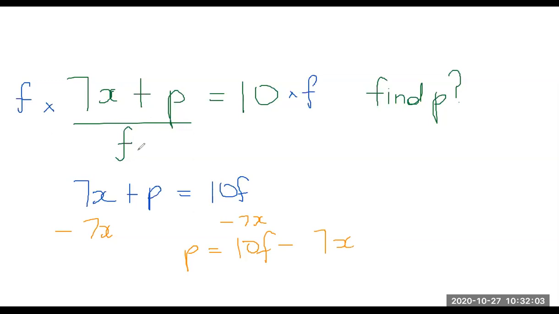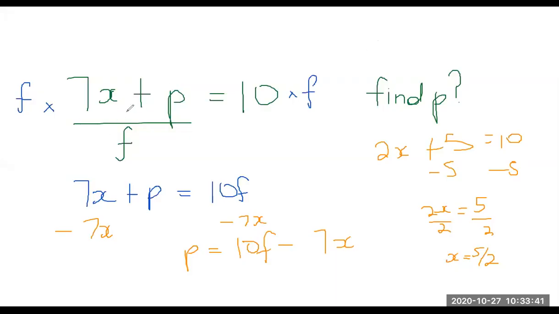So I want to get rid of the denominator first. Since it was dividing by f, I multiplied by f. Whatever you do on one side, you do on the next side. So it's 10f. And then I did the additive inverse, minus 7x from both sides, so I could have p by itself. For this question right here, I could have asked you, what is f?